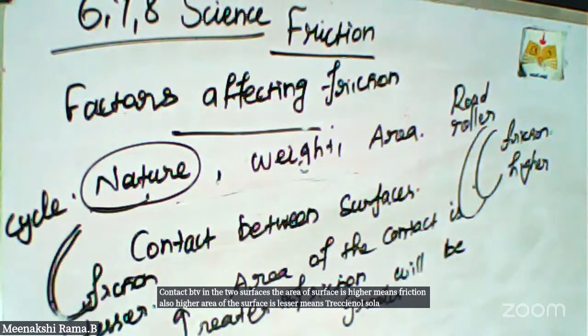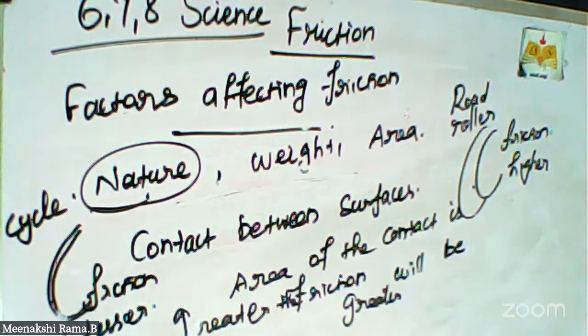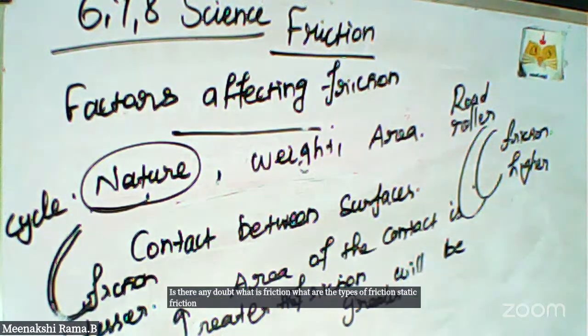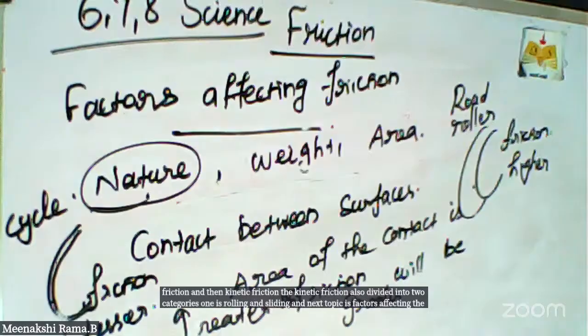Students, is there any doubt in this place? Is there any doubt? What is friction? What are the types of friction? Static friction and then kinetic friction. The kinetic friction is also divided into two categories: rolling and sliding. And the next topic is factors affecting the friction. Okay.